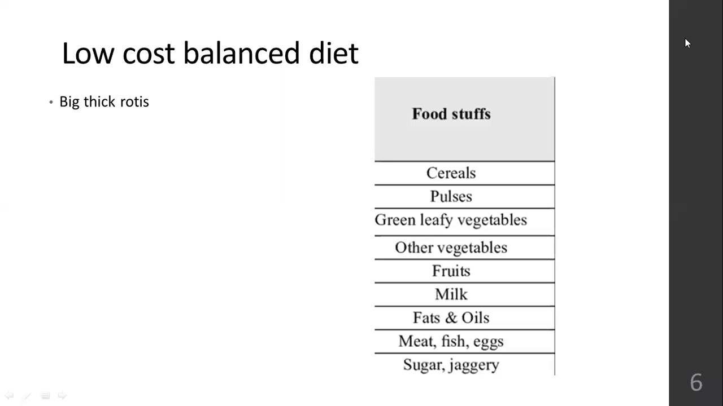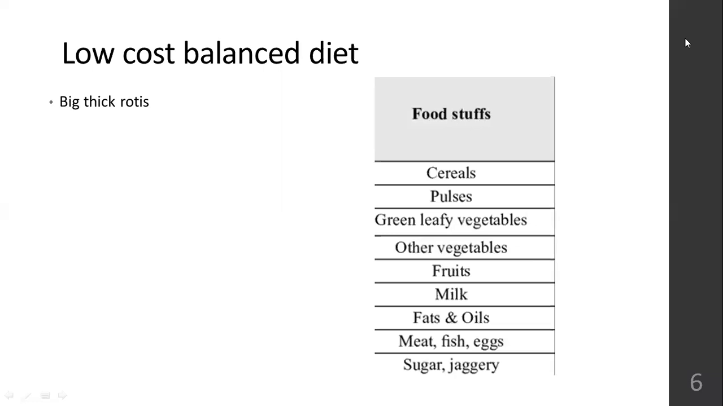So ask them to make big, thick rotis instead of small, thin chapatis. Making big, thick rotis also ensures good fiber content. It also ensures saving some of the vitamin B complexes that can be lost if you are making the rotis too thin and exposing them to high heat.